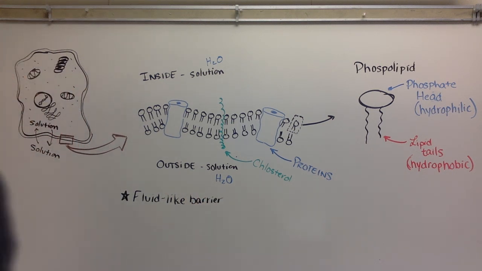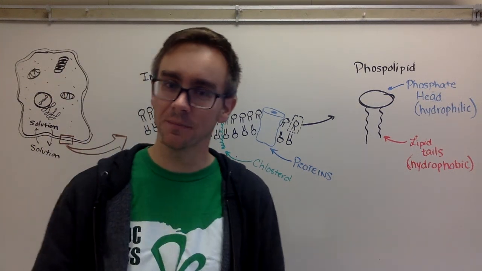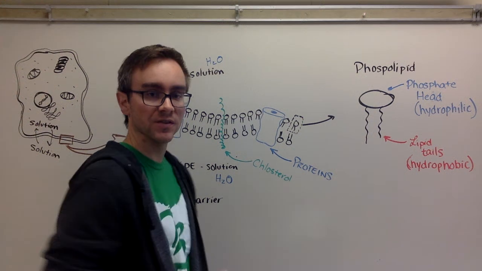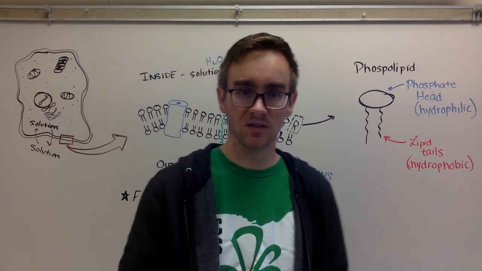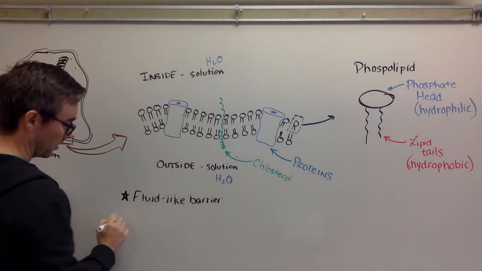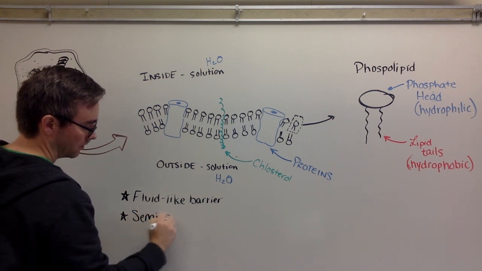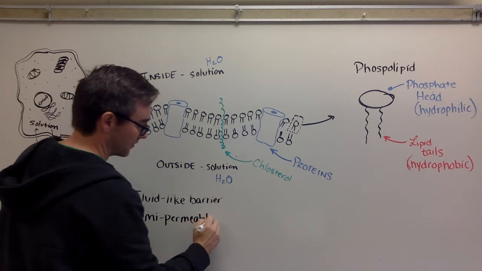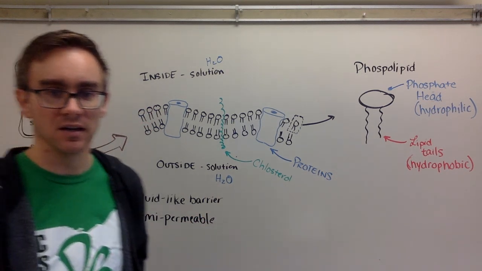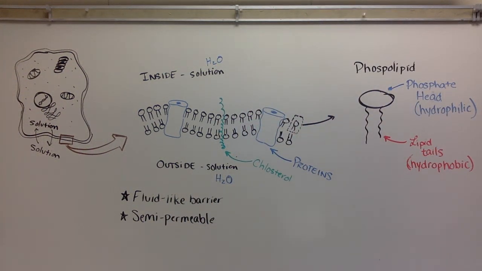That allows certain things in, but not everything. It allows some things in, especially through the protein channels, but not everything. So it's not completely permeable, but it's also not a wall. This is what we call semi-permeable. It allows some things in, but not all things, or what we call selective permeability. Some things are allowed in and some are not. And we'll talk more about how that actually happens.